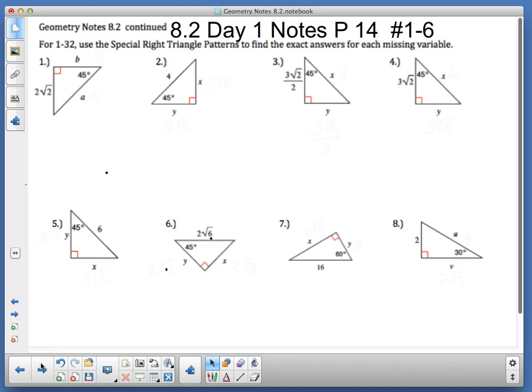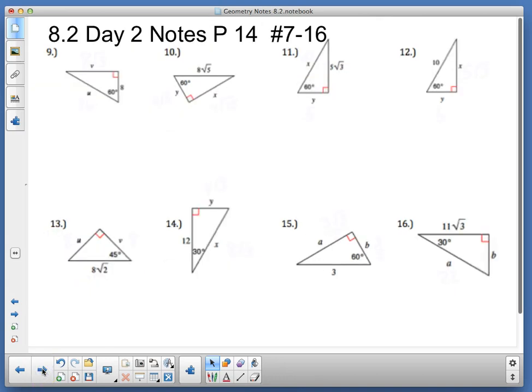Now let's look at 8-2 day 1 notes. We did this. But in 8-2 day 2 notes, we're going to do these. I want you to give them a try. Go. I will wait for you to get those done. Or actually, when you're done, you're going to turn it back on. This is just, do you get it? Okay. All right, welcome back.